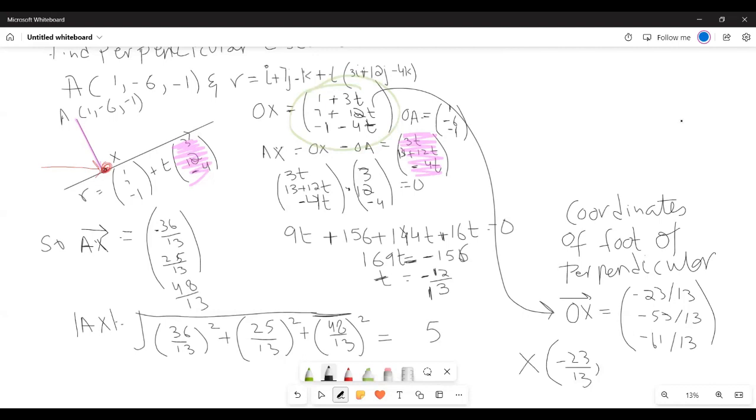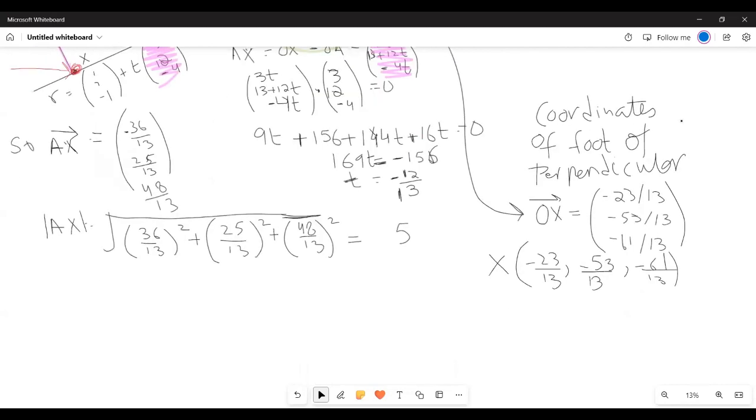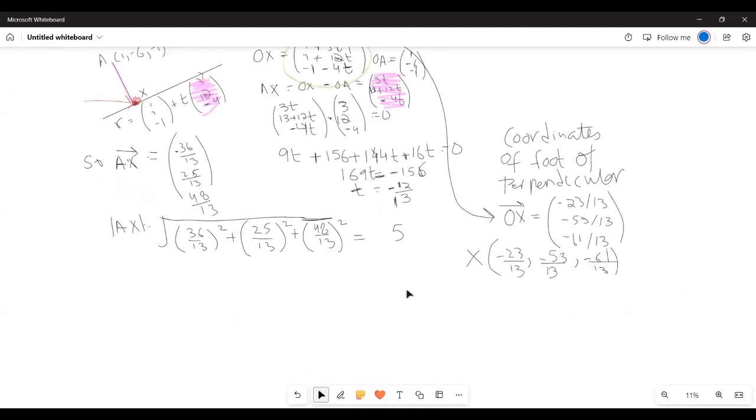Okay. Then you write it in the form of coordinates. Since you were asked to find the coordinates of the point of intersection, your final answer must be like this, right?